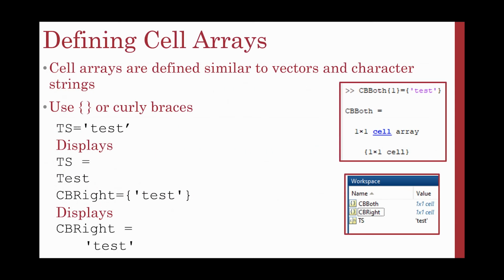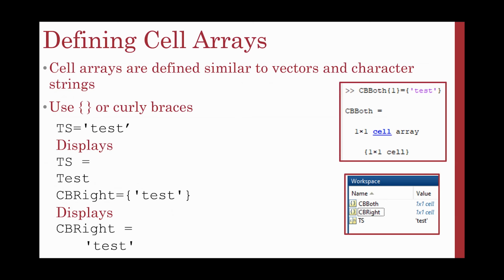So how do we define a cell array? When we define a vector, we used our square brackets. When we define a character array, we use a single quote. To define a cell array, we're going to use the curly brackets, curly braces. So if I have the word test in a variable TS, MATLAB's command window is going to display TS equals test.